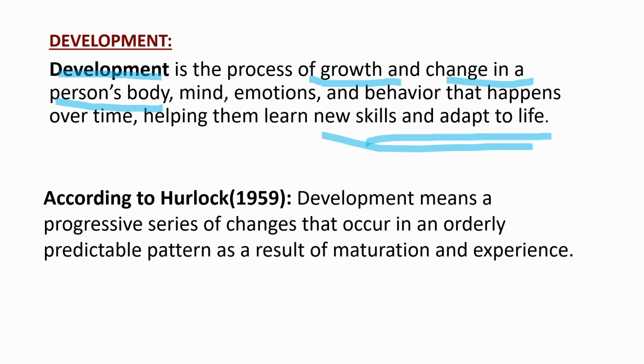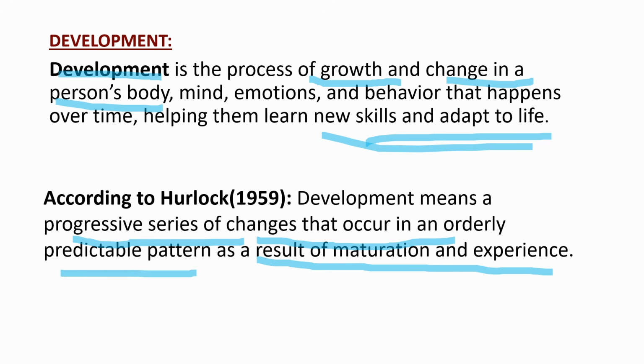Then, according to Hurlock in 1959, development is defined as a progressive series. Okay, progressive series of what? Progressive series of changes that occur in an orderly, predictable pattern as a result of maturation and experience. This means that development happens step by step in a particular order as the child grows and gains experience. So, that is the definition of development.